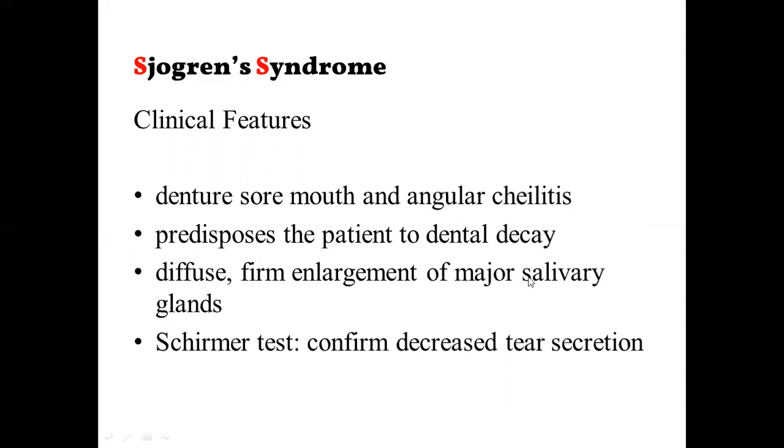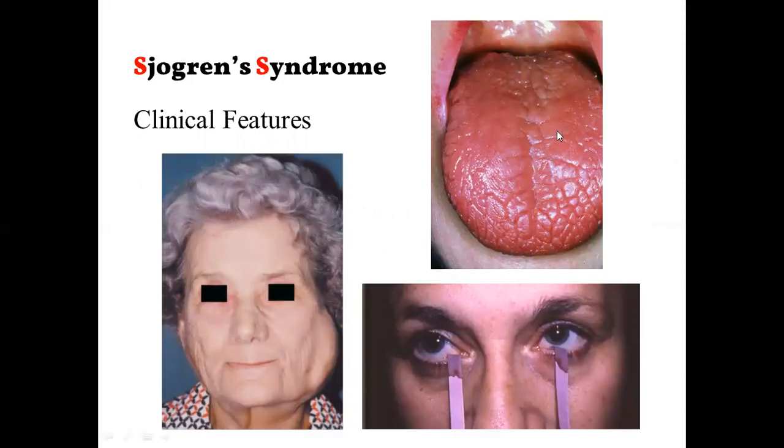Mas lumalaki din yung major salivary gland nila, mas umuumbok. And to confirm whether patient has a Sjögren's syndrome, we can use Schirmer's test to confirm decreased tear secretion. So clinically, yan, nag-dry na. Ang reddish, ang erythematous ng tongue. Minsan may enlargement of the salivary gland. And this one is the Schirmer's test. So to know whether dry yung eyes. So kapag hindi umabot ng, I think, 1 centimeter, yung basa dun sa paper, sasabihin natin na this patient has a xerophthalmia. But this one, bilang 1 centimeter siya, wala nang Sjögren's syndrome si patient. So meron lang siyang xerostomia or dry mouth.